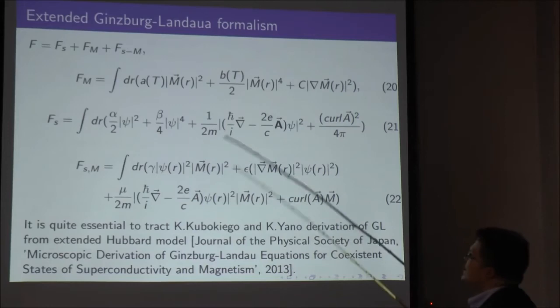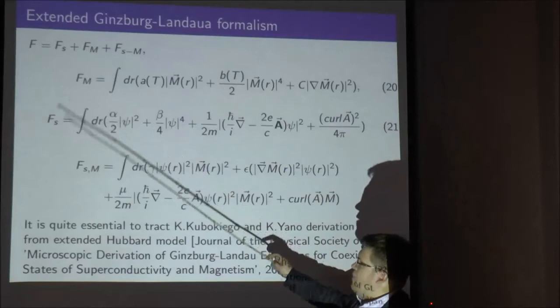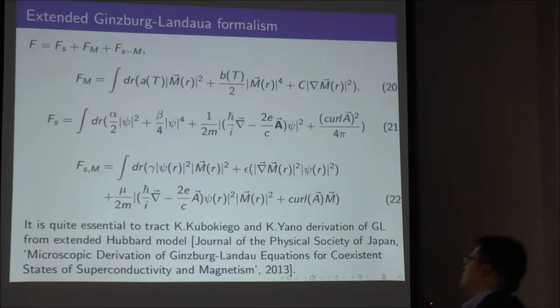So basically, we have knowledge of the two FMFS functional. That's almost textbook knowledge. But as for this interaction, I was postulating such a type of dependence, and later I found a certain reference to Kuboki's work. He was deriving the extended Ginzburg-Landau model from the Hubbard, extended Hubbard model, and then from the microscopic.